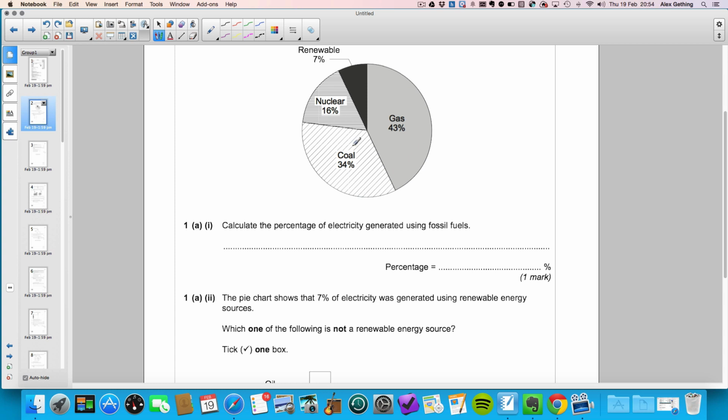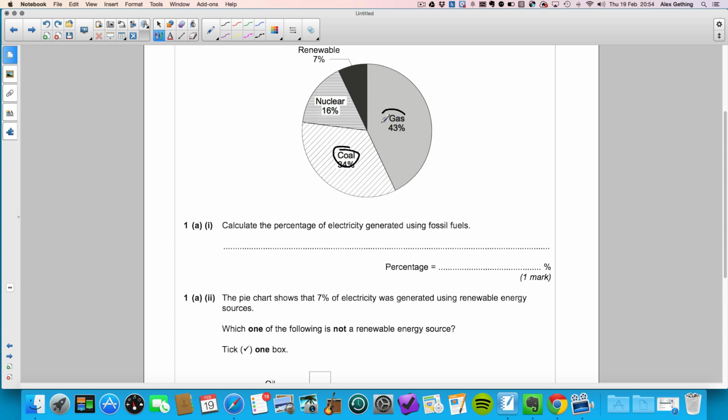So which are the fossil fuels? So that's going to be coal, that's going to be gas. So all I need to do is add up those two figures. That's going to be 34, apologies for covering that up with my little squiggle, plus 43. So that's going to give us an answer of 77%.